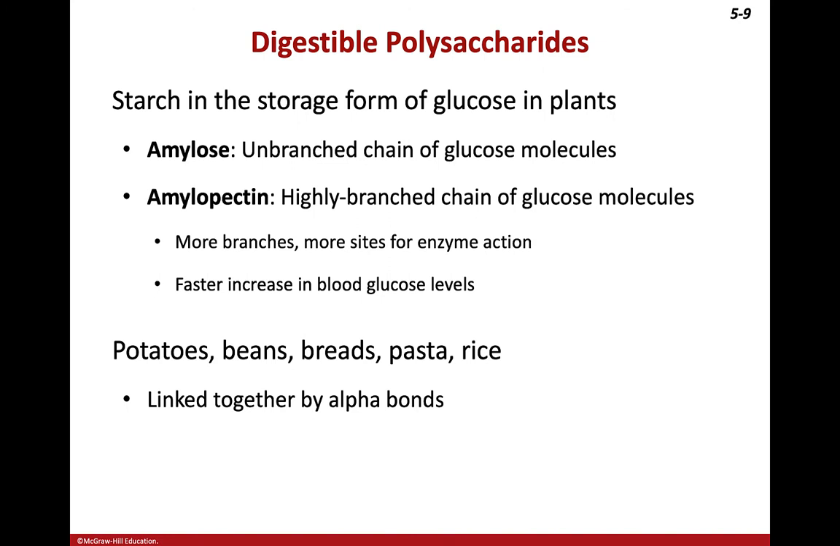Now, when we see something that's highly branched, what that allows for are more sites for enzymes to work. So because there's more enzyme action, amylopectins can be broken down fairly easily, and they're going to result in a fairly rapid increase in blood glucose levels. Okay. Some examples of commonly consumed starches are potatoes, beans, breads, pasta, and rice, and generally what's characteristic of these are alpha bonds.